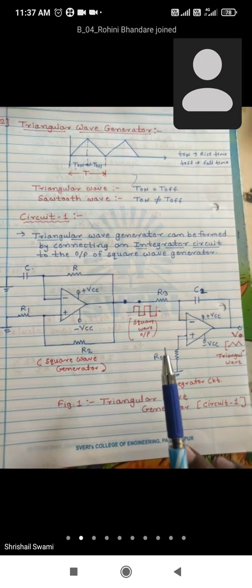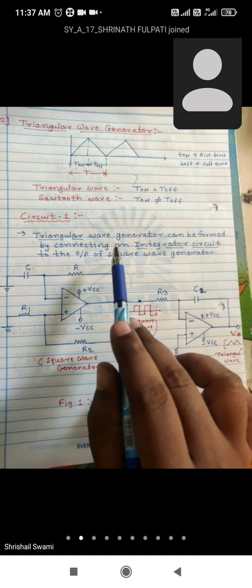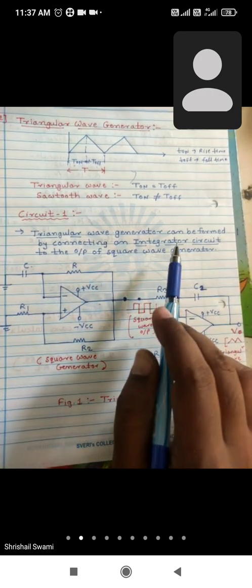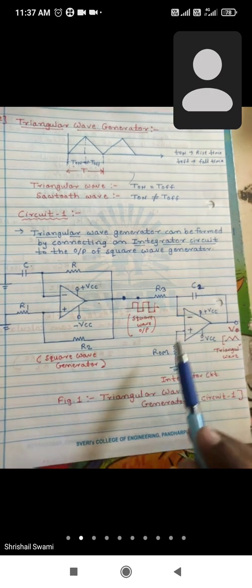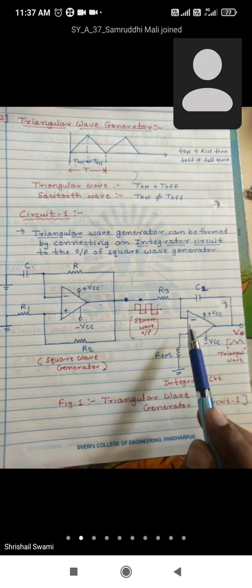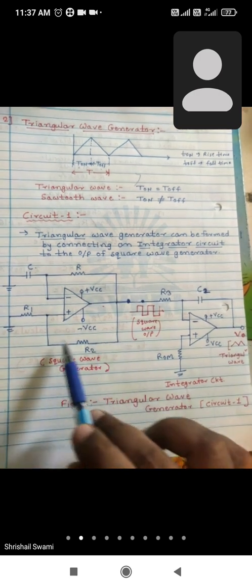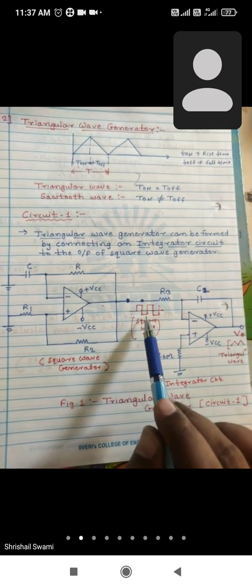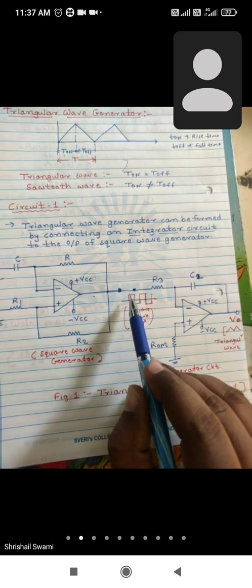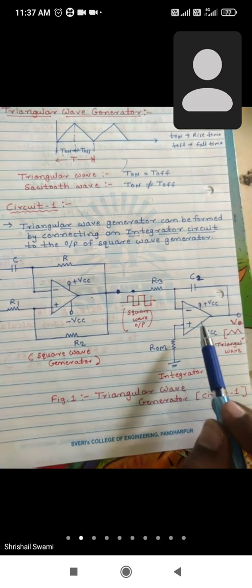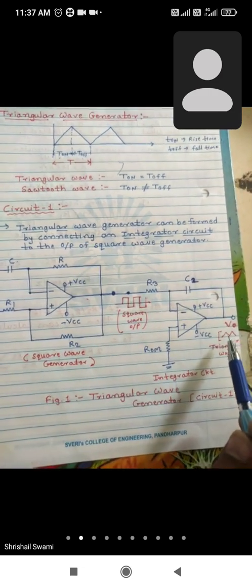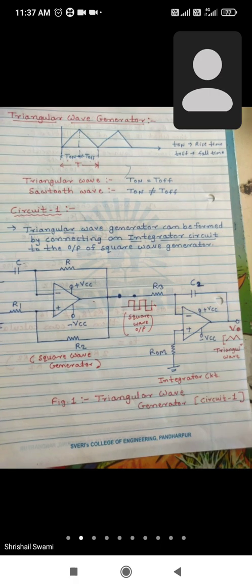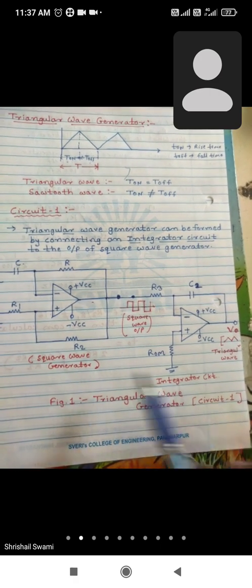Yesterday we discussed this triangular wave generator. A triangular waveform generator can be constructed by connecting an integrator circuit to the output of a square wave generator. This is the integrator circuit, which we connect at the output of the square wave generator. We have already understood how the square wave generator generates the square wave, shown here. The square wave is given as input to the integrator. The integrator will convert the square wave into a triangular wave. Are you getting my point? In this way we can form the triangular waveform generator circuit. This is triangular waveform generator circuit number 1.